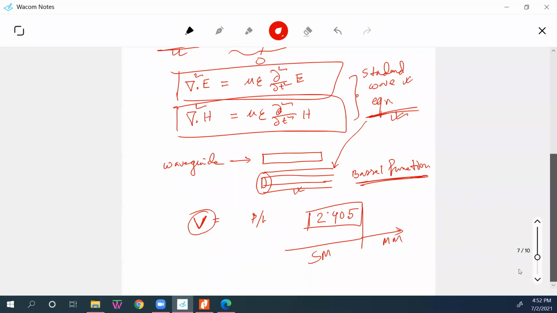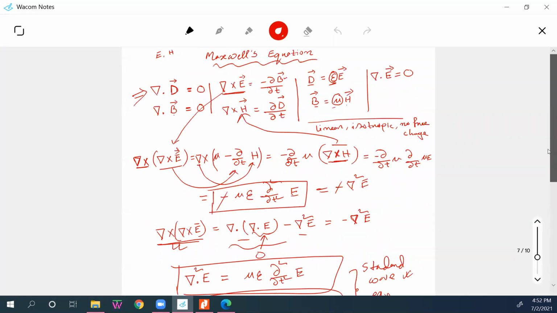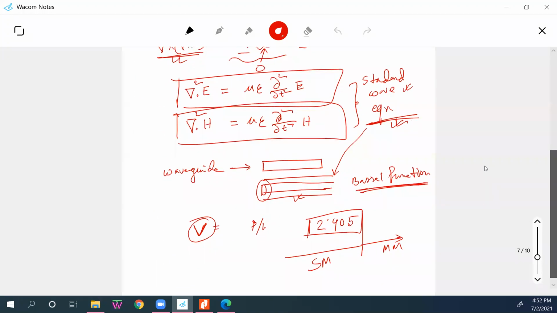Okay? Yes, sir. Sorry, if it's equal to 2.405, then is it single mode or multi-mode? If it's less than or equal to 2.405, then it is single mode. Beyond that, it's multi-mode. Okay, sir.